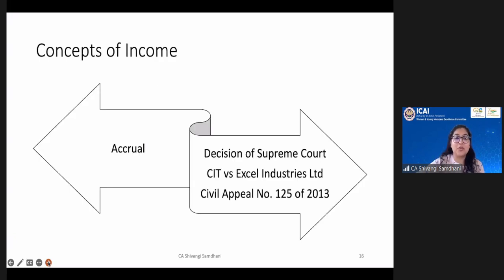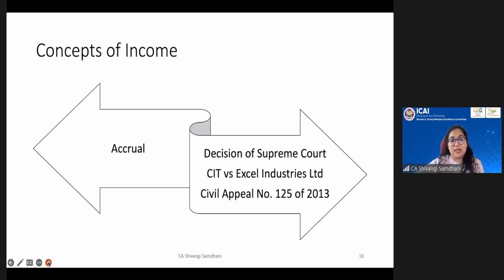We will also touch upon a few concepts of income. Because of the paucity of time, we cannot discuss a lot of issues, but yeah, I have selected a few which I thought would be important for today's discussion. The first concept which I want to talk about is accrual. If we know, Income Tax Act revolves around accrual. Accrual means right to receive in simple terms. So when an income accrues, it is required to be offered for taxation.